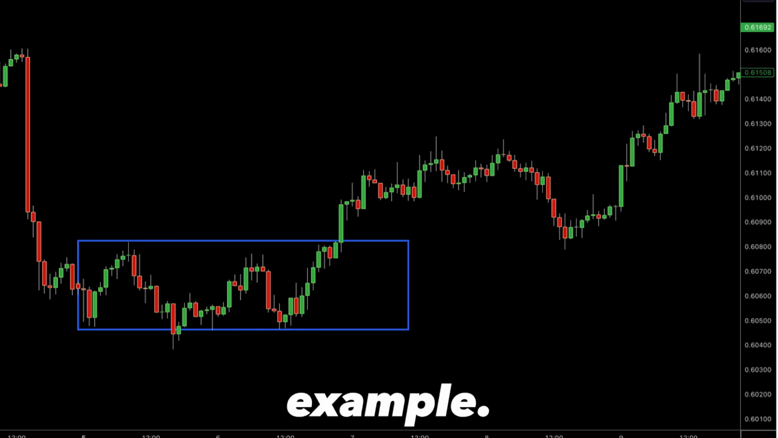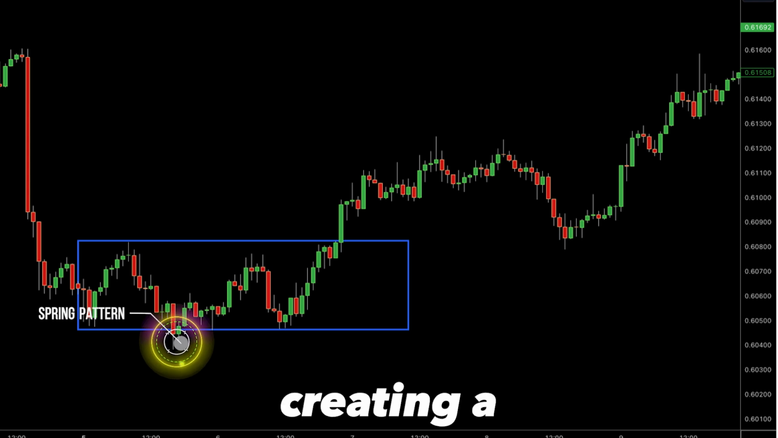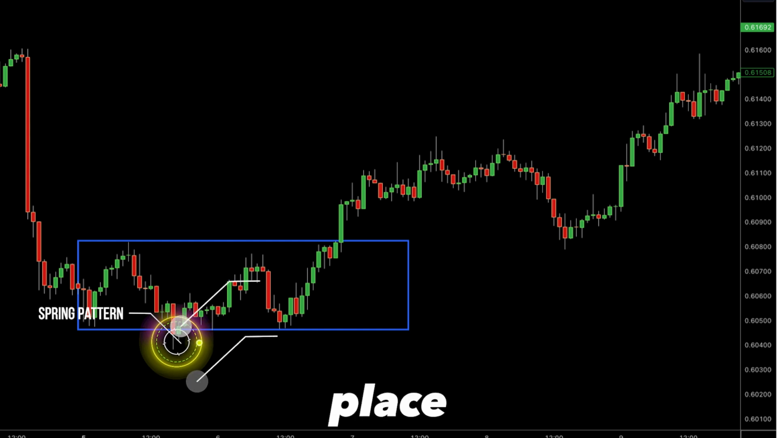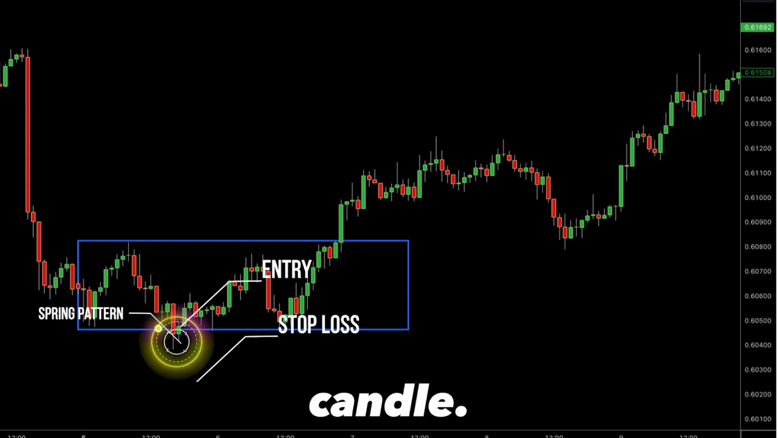Here's another example. The market breaks below support, creating a breakout trap, and then reverses to close inside the range again. In this case, place your entry at the close of the breakout candle, set your stop loss just below it, and target the next level.